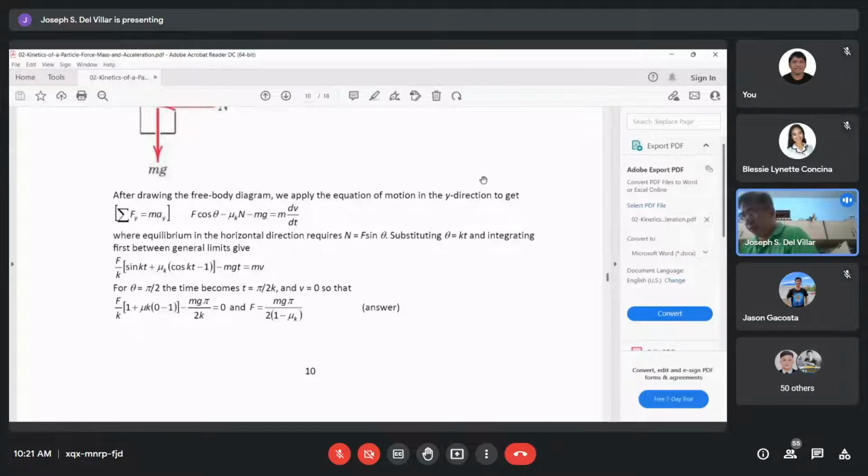So tapos na kayong DE. Okay? So pakita ko lang ha. So F cosine theta.